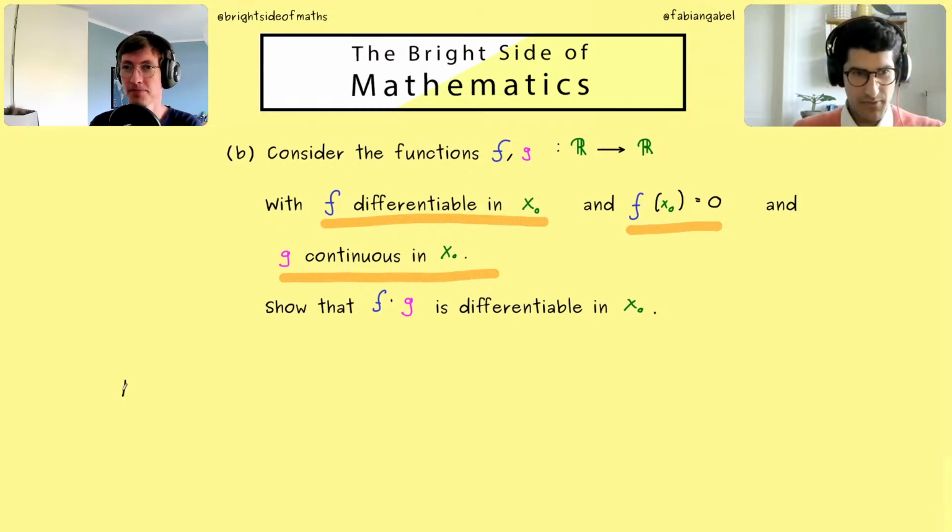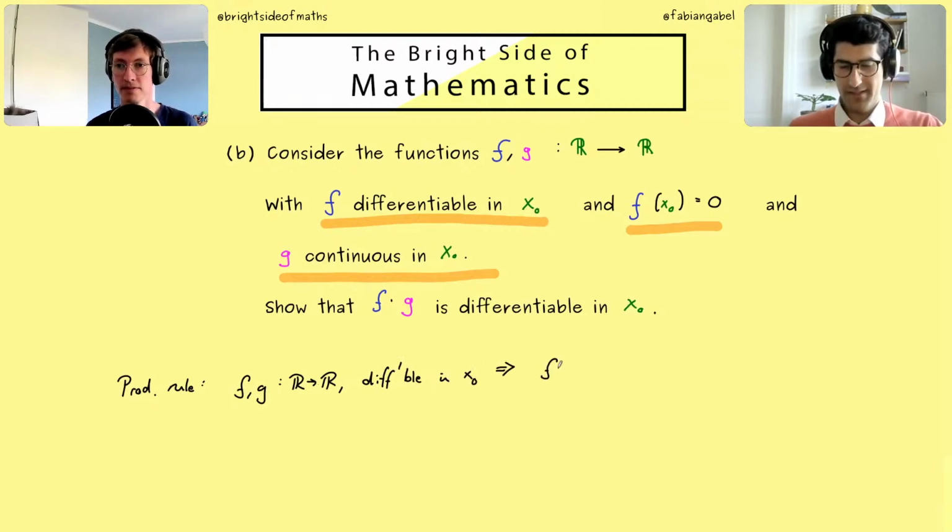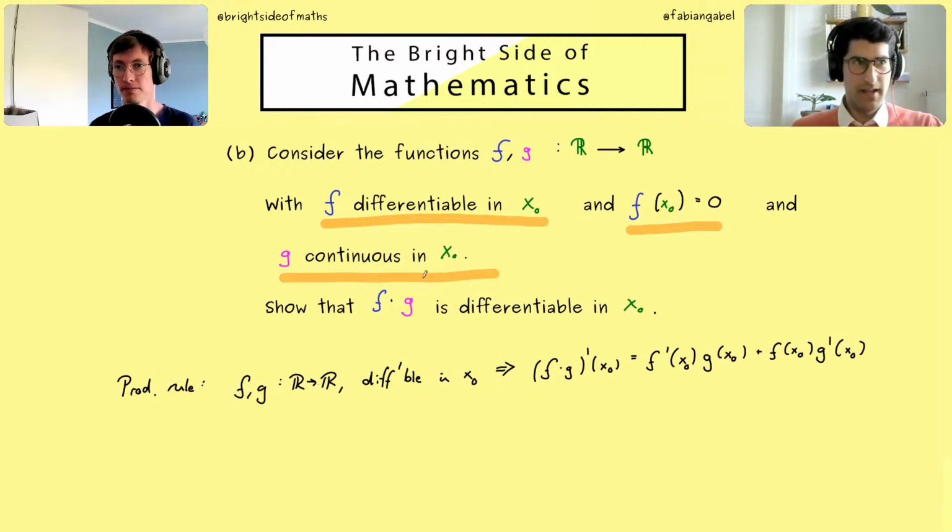So the product rule tells us, if we have two functions f and g from, let's say, R to R, and they are both differentiable in x0, then also the product is differentiable in x0, and the derivative is calculated by multiplying the derivative of f in x0 with the value of g in x0, and then adding the value of f evaluated in x0 times the derivative of g. But this rule is not applicable in our case.